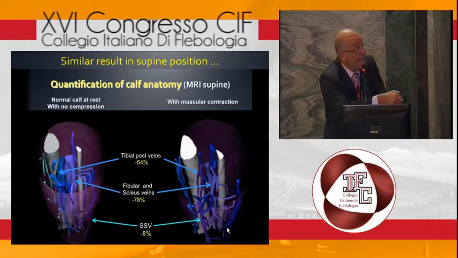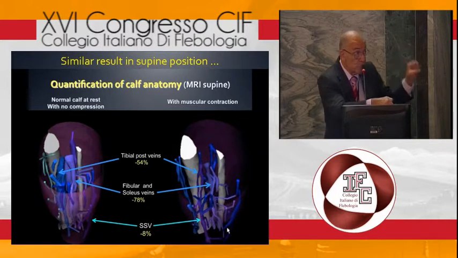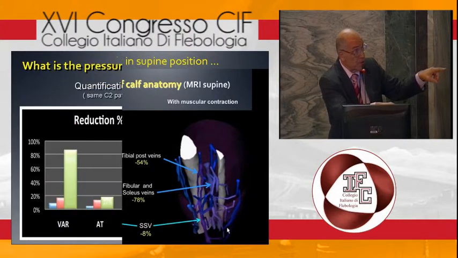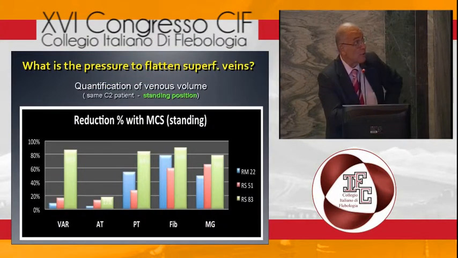You can see here at rest, with no compression, in the lying position, and when you achieve a muscular contraction, you have the same effect: the deep veins, posterior tibial and fibular, have a big reduction of caliber due to the muscular contraction, of course, and during that time the superficial system has no modification at all.